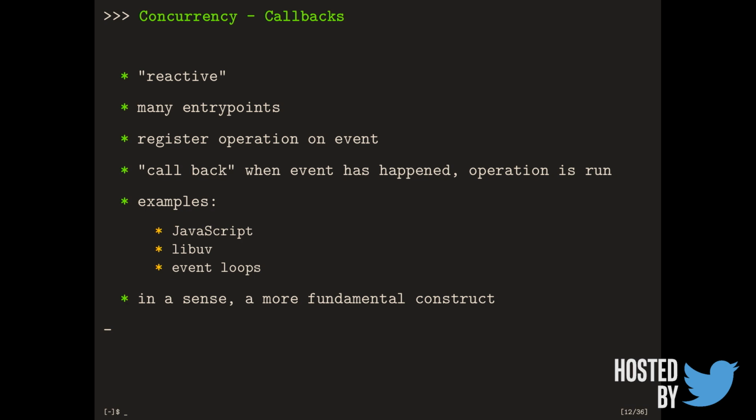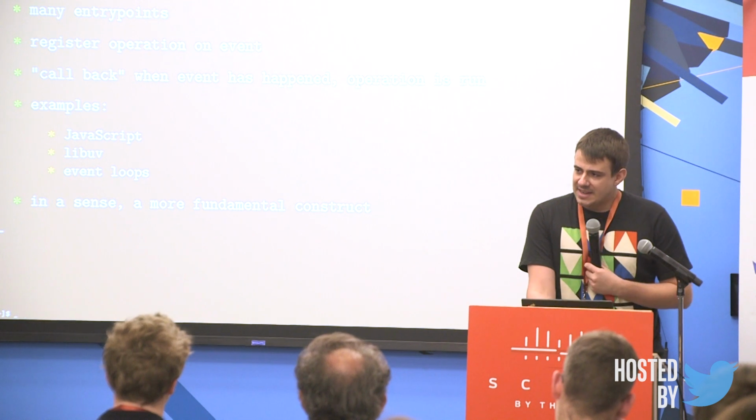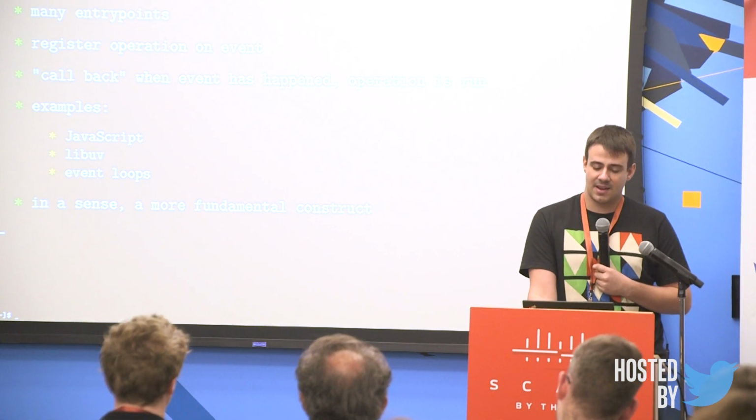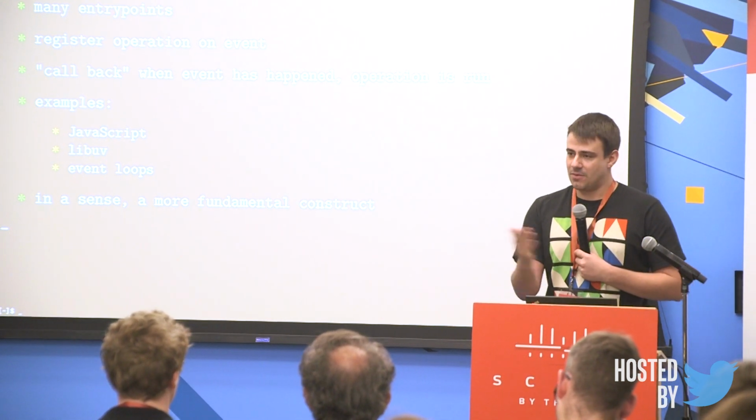A program with callbacks can typically be seen as having many entry points. So you react on methods. Typically, when you start up, you register operations, functions, which is where the name callbacks comes from, that should get run when an event happens. Typical examples are JavaScript, libuv, or any kind of event loop system, essentially. And in a sense, they are as fundamental, or sometimes even more fundamental than threads, because it's just action-reaction.